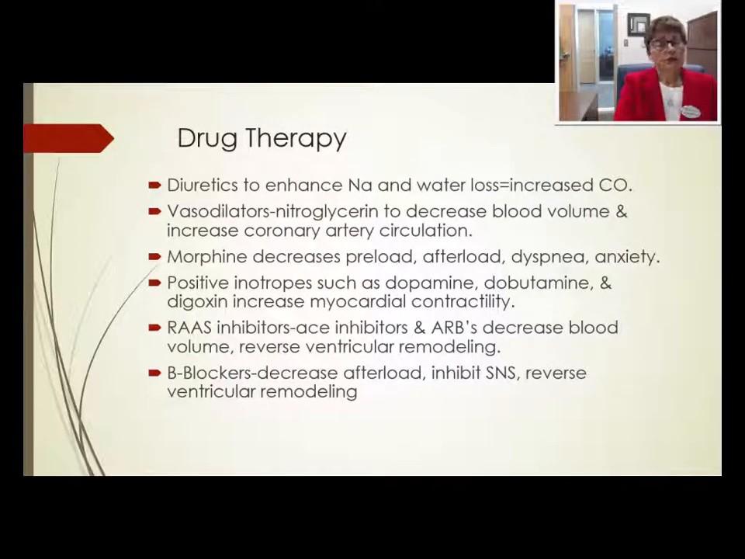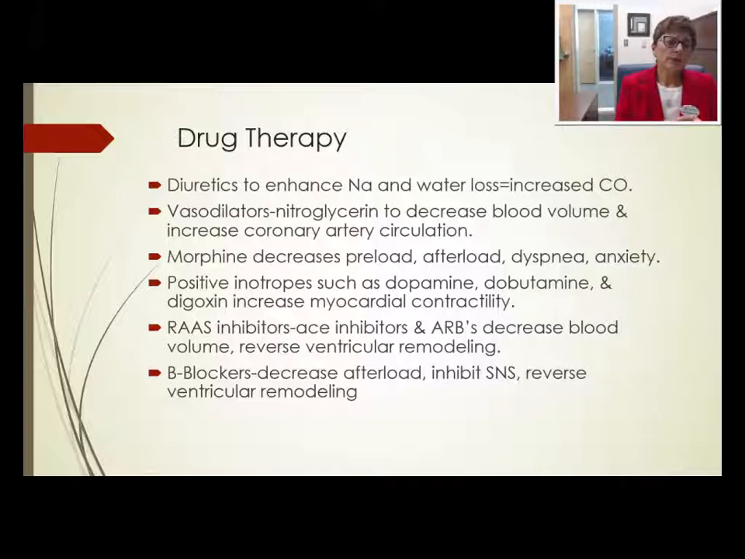So there's lots of drugs. The main drug, of course, is diuretics, because we need to get rid of that extra fluid. Vasodilators, like nitroglycerin, will be ordered to decrease the blood volume and increase that coronary artery circulation so we can get more oxygen to the heart itself. They may receive morphine, which decreases the preload and afterload and can help with that anxiety. If you can't breathe, you're very anxious, and have shortness of breath.